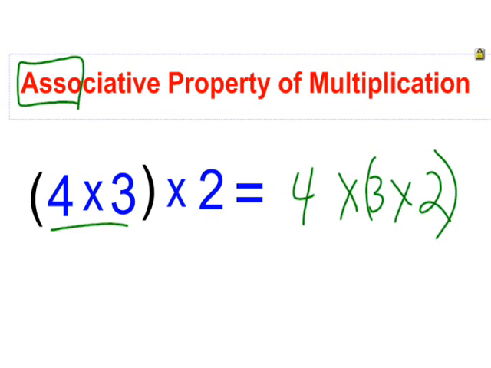And just to see that it doesn't impact our product, on this side, it would be 12 times 2, which is 24. On the other side would be 4 times 6, which is 24. So it doesn't change the product at all. So that's the associative property of multiplication and addition.